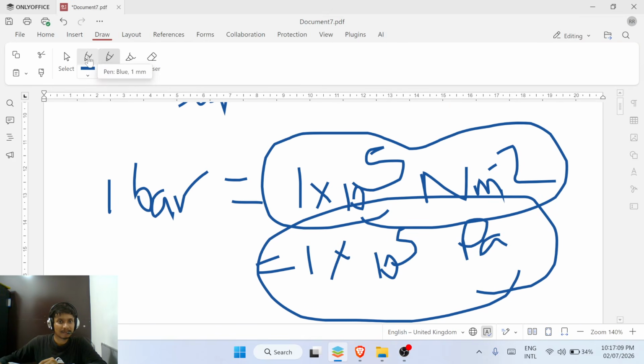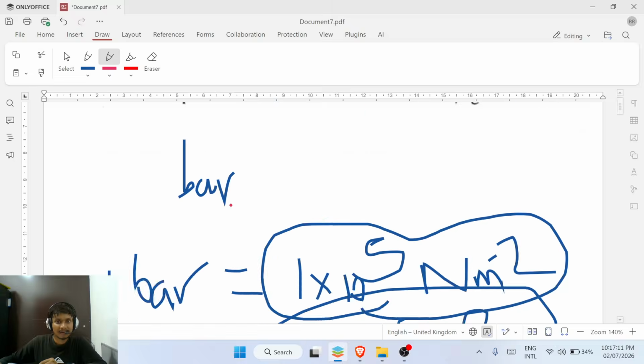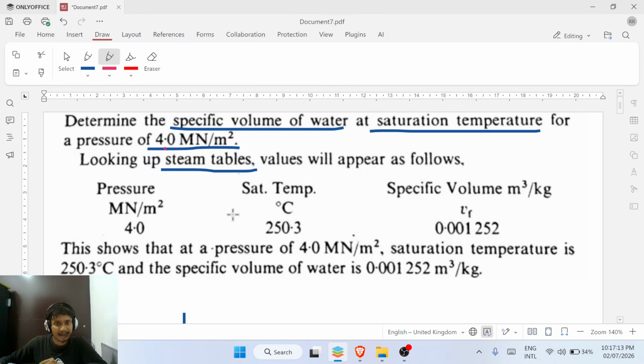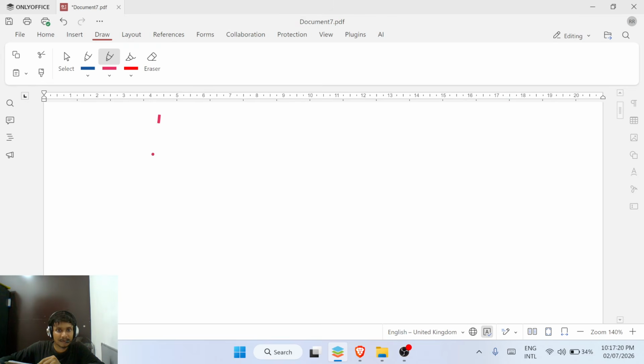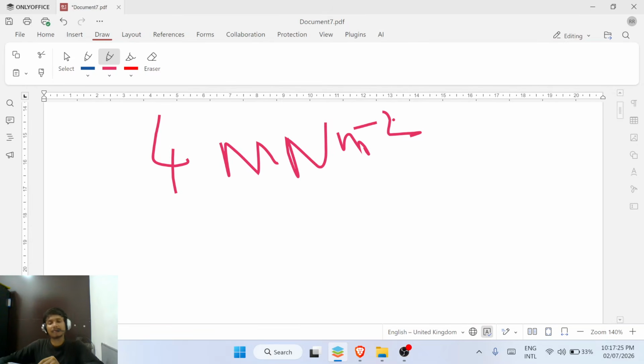Okay, now here the question is 4 MN m^-2. If you want to use the steam table to find anything, we have to convert the Pascal to bar. Therefore, how can we convert? This is the main aspect we discussed in the last lecture.